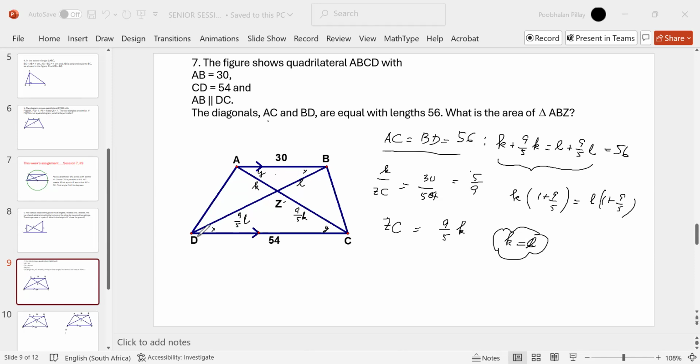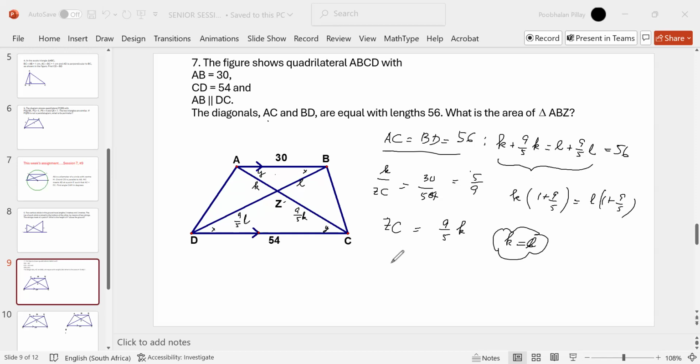Interesting that the diagonals are equal. If the diagonals are equal, then it turns out that these two become isosceles triangles. Even these two, because K equals L, you see. So these sides will be the same. Okay, but not only that, because you have this equation 56, yeah?